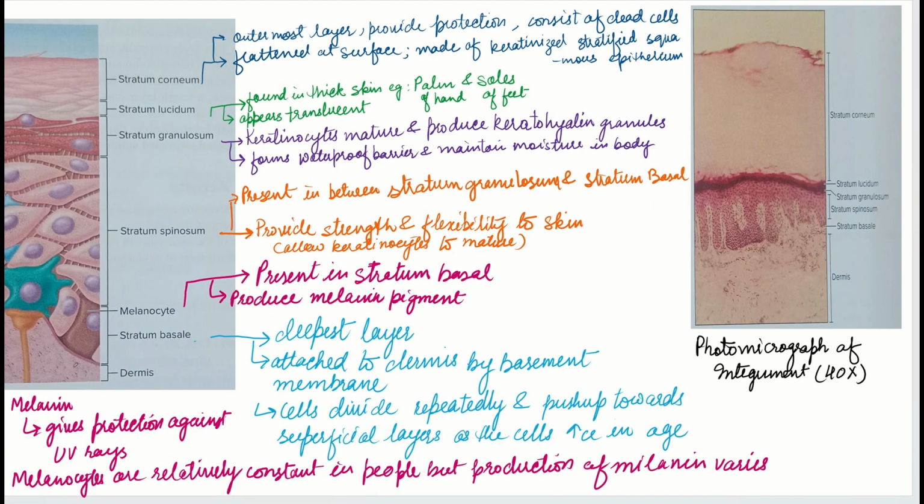When we talk about the different layers, the strata of the epidermis, the deepest layer is known as the stratum basale. It is attached to the dermis by the basement membrane, and the cells divide here repeatedly and push up towards the superficial layer as the cells increase in age.